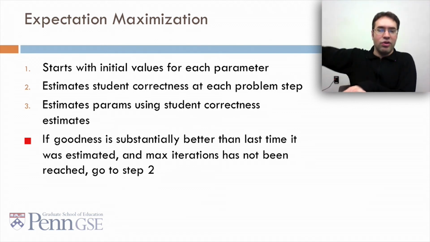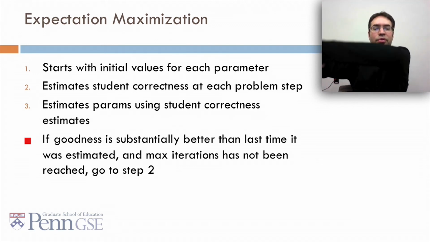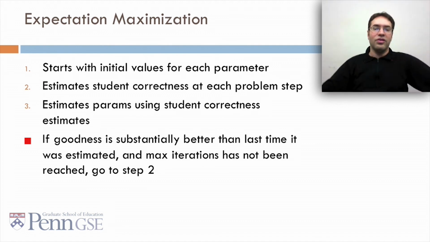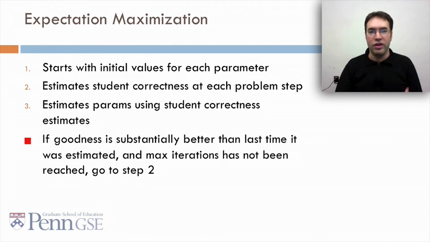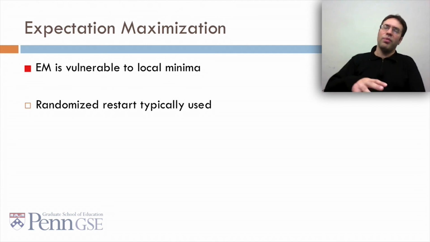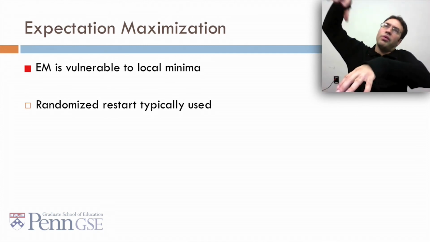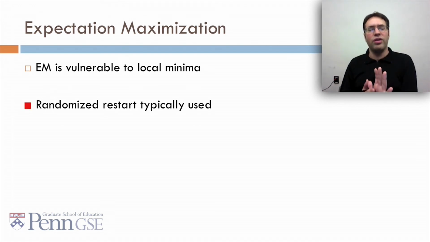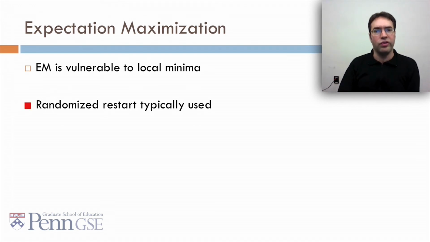We re-estimate student correctness from the parameters, we re-estimate parameters from the student correctness, go back to step 2, and keep going until you don't get any better, or you get to a point where you've gone through your maximum number of tries. EM is vulnerable to local minima, which means that sometimes you get to a parameter space where there's actually a much better one somewhere else, but you can't get to it from where you are. And to try to avoid that, randomized restart is typically used.